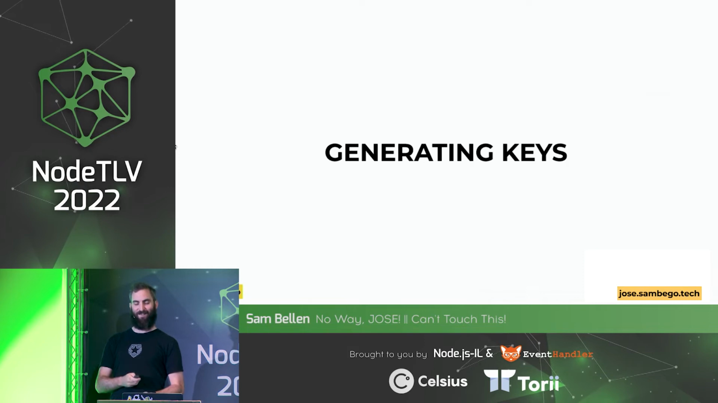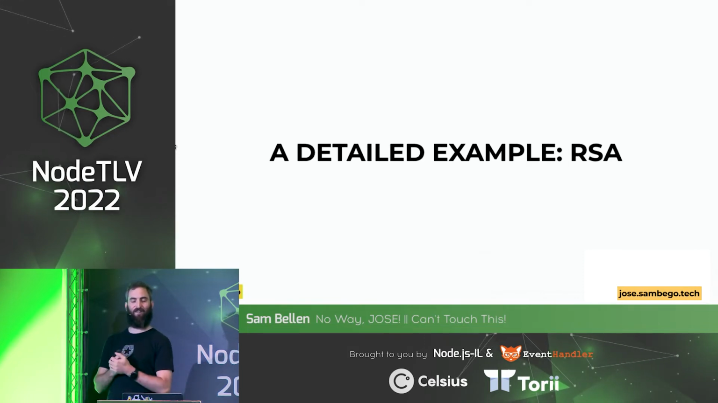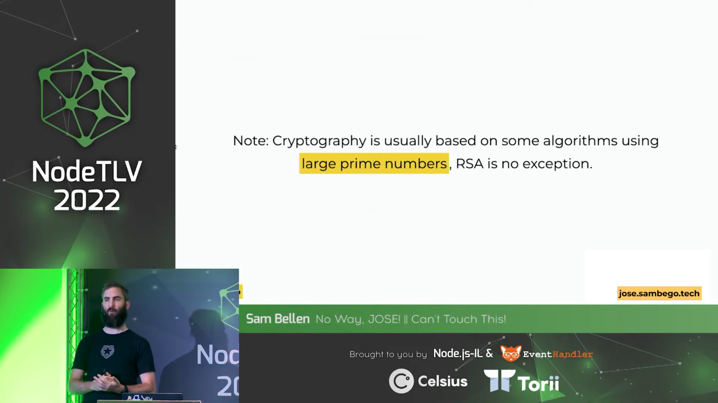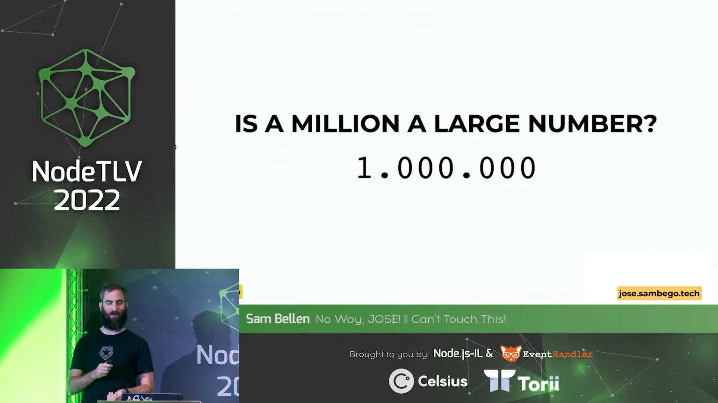doesn't matter. So let's look at a little detailed example, RSA. RSA is an asymmetrical family of algorithms, and the first thing we need to do is generate that public and private key pair. A quick note: cryptography is often based on very large prime numbers. RSA is no exception.